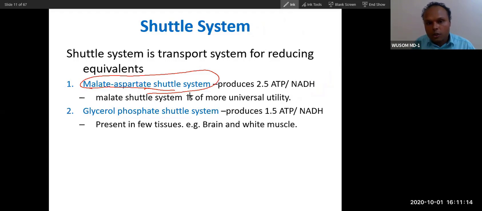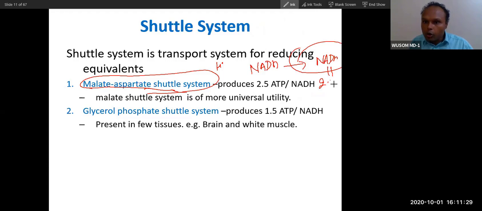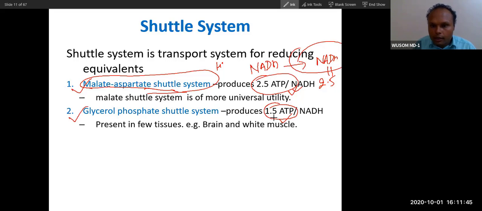When the electron is transported through the malate aspartate shuttle system, it will produce NADH in the mitochondria, and therefore this will be equal to 2.5 ATP. But the glycerol phosphate system will produce 1.5 ATP per NADH. This is the most important thing you need to remember. So the glycerol phosphate shuttle system will produce 1.5 ATP and malate aspartate will produce 2.5 ATP.